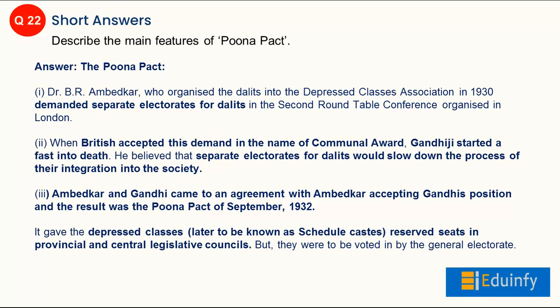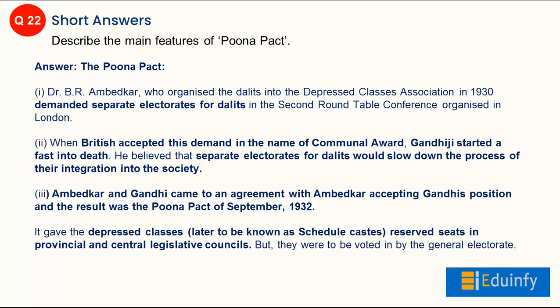Dr. B.R. Ambedkar, who organized the Dalits into the Depressed Classes Association in 1930, demanded separate electorates for Dalits in the second round table conference organized in London. When the British accepted this demand in the name of the Communal Award, Gandhiji started a fast unto death. He believed that separate electorates for Dalits would slow down the process of their integration into the society.